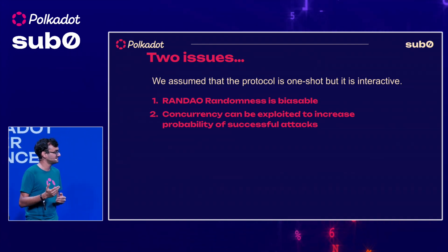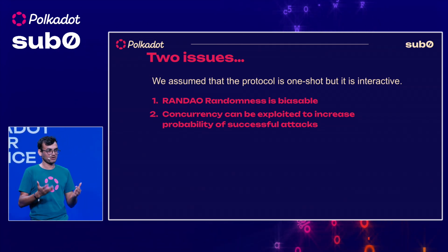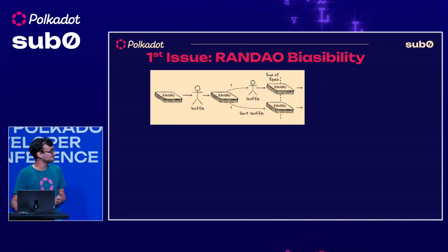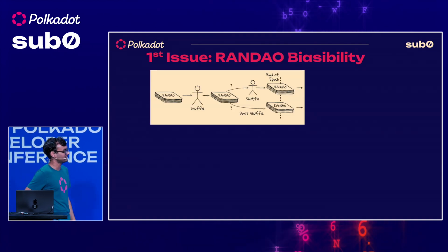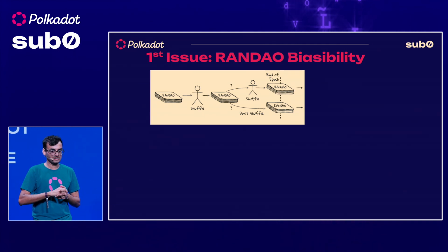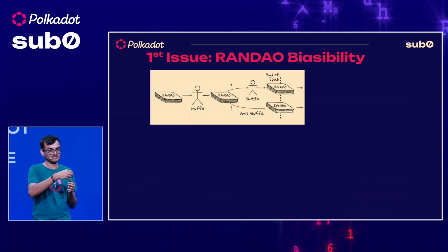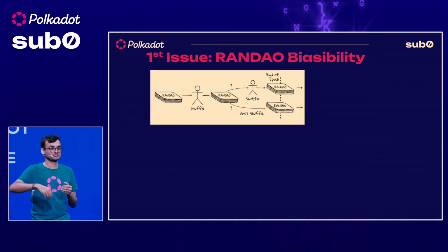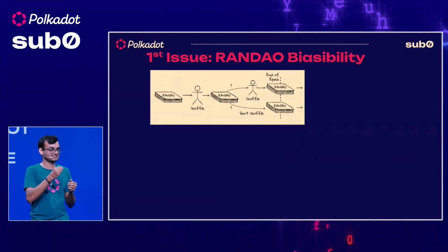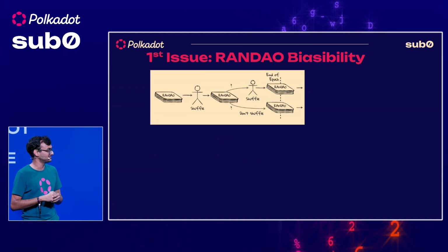And the other thing is there can be concurrency issues that can be exploited to increase the probability of a successful attack, which I'll get to in a minute. So let's first look at the RANDAO biasability issue. Ethereum uses a mechanism called RANDAO, where every block producer adds his own bit of randomness into a stream of randomness. Every time a block producer produces a block, he adds his own bit of randomness into this pool of randomness.